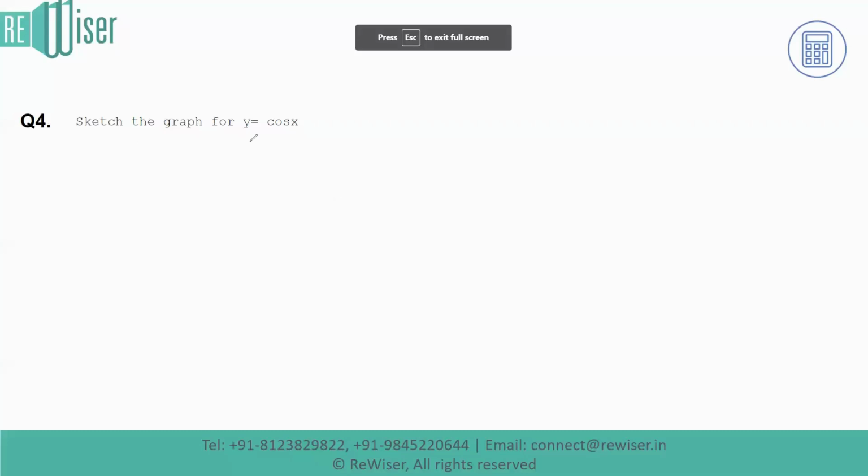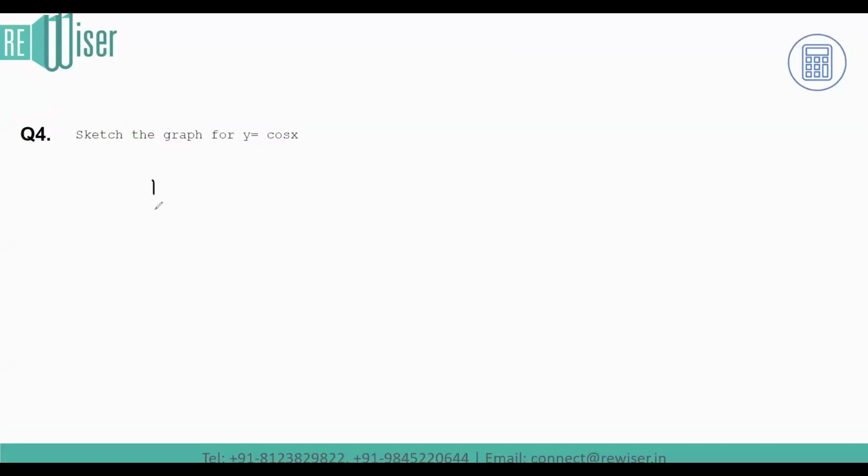Hello students, we have to sketch the graph of y equals cos x. So if I'm plotting the graph like this, that's the value of +1 and that's the value of -1 here. The values across the x-axis are 0, this is 90, this is 180 degrees, this is 270 degrees, and finally it climbs on to one full cycle of 360 degrees. So this is my x-axis and y-axis plot.